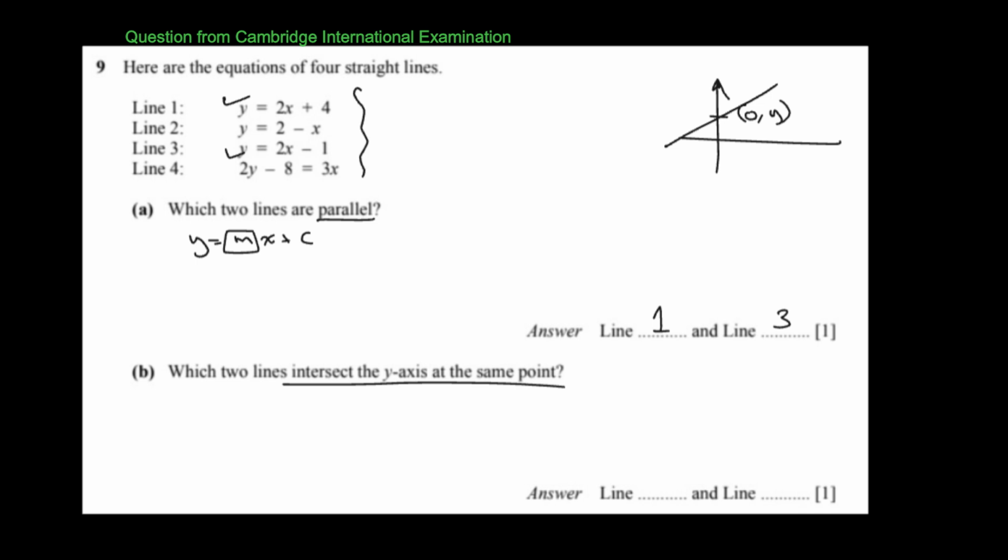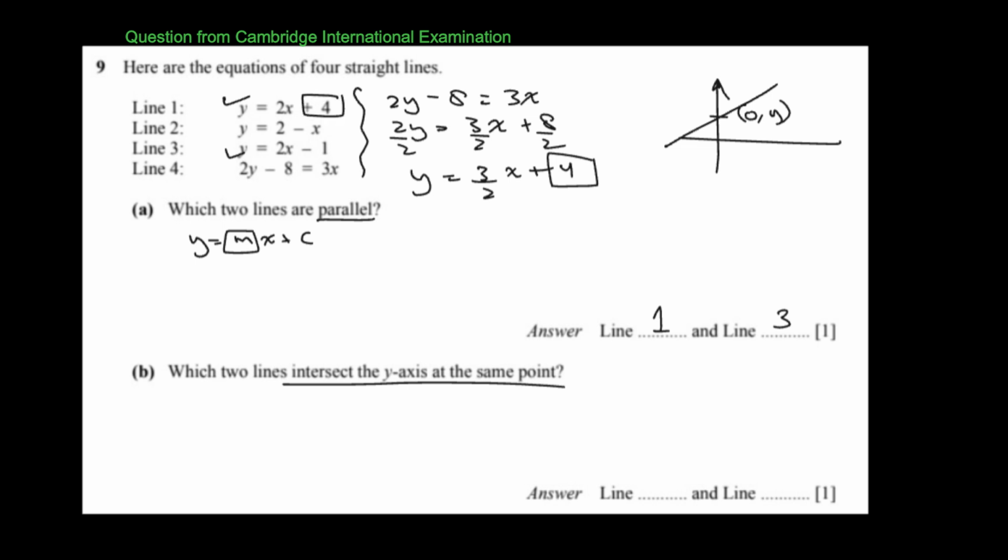So line 4 is 2y minus 8 equals 3x. So 2y equals 3x plus 8. Now divide by 2. So y equals 3 over 2x plus 4. So line 4 has a y-intercept of 4, and line 1 also has a y-intercept of 4. So line 1 and line 4 have the same y-intercept, or you can say they both pass through (0, 4).